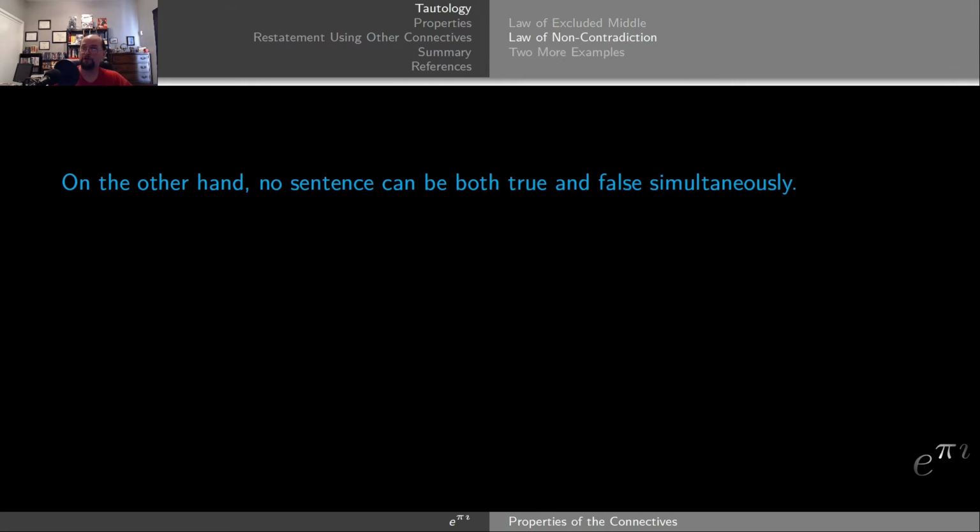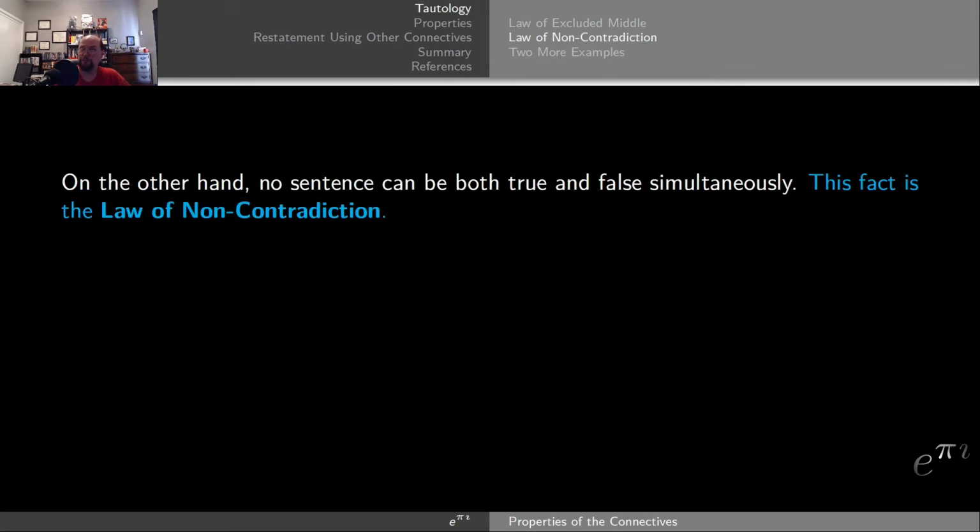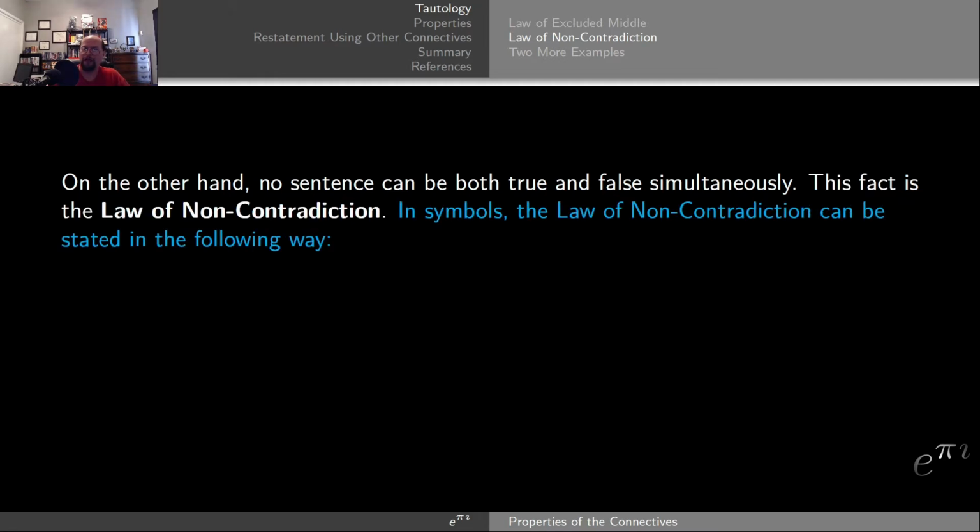On the other hand, no sentence can be both true and false simultaneously. This fact is the law of non-contradiction, and in symbols, the law of non-contradiction can be stated in the following way. That is, the negation of P conjunction negation P, like so. So notice the placement of the parentheses here. This is very similar to the law of excluded middle, except rather than having a disjunction, we have a conjunction, and there's an extra negation floating outside the entire expression like this.